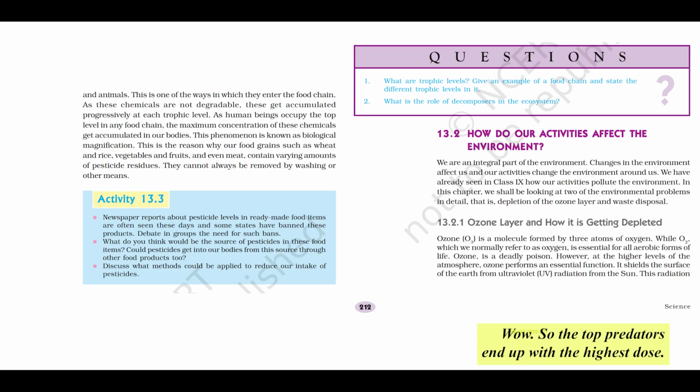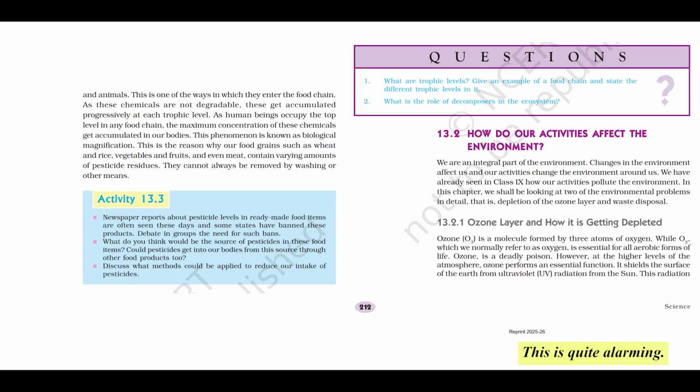Wow, so the top predators end up with the highest dose. Exactly. And who is often at the top of many food chains? Us, humans. Right. We eat plants, we eat herbivores, we eat carnivores sometimes. So the maximum concentration of these chemicals can end up accumulating in our bodies. That's worrying. Are we talking dangerous levels? It can be. This is why you hear about pesticide residues in our food. Wheat, rice, fruits, vegetables, even meat. They contain varying amounts. And importantly, washing might not remove it all, especially if it's absorbed into the food tissue.